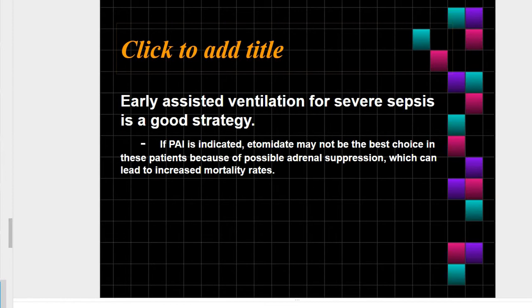Early assisted ventilation for severe sepsis is a good strategy. If you need to use pharmacologically assisted intubation, etomidate may not be a good choice in severe sepsis patients because of possible adrenal suppression. There has been some research that indicates that it may lead to increased mortality rates in these patients. Use another option.